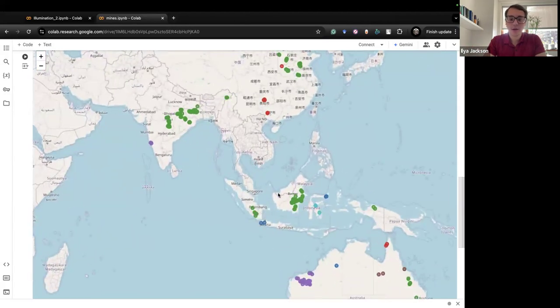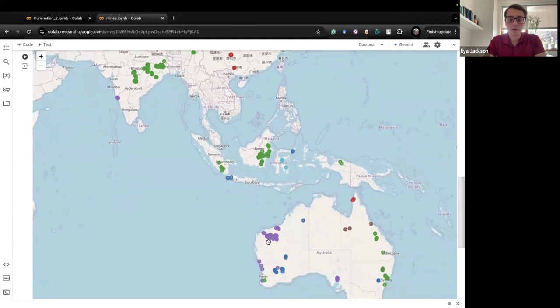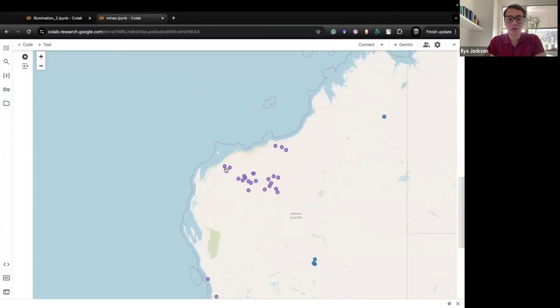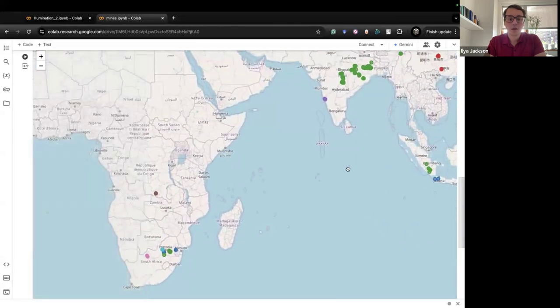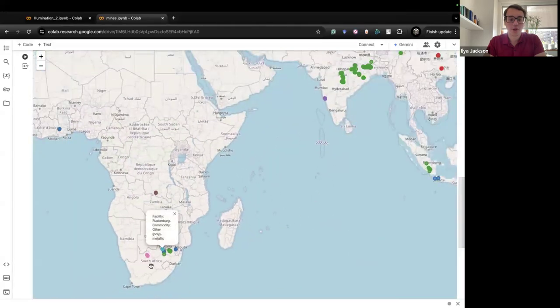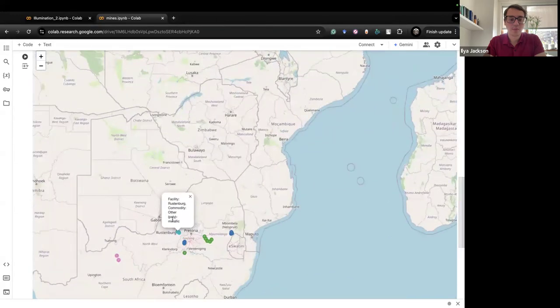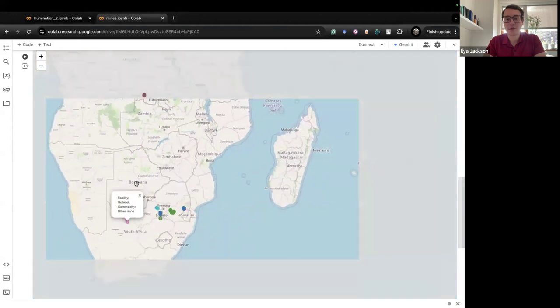On this map, you can see various mining operations across the globe, and they're differentiated by color. For example, purple stands for iron, and I see all iron mines, like in this corner of Australia. Or if we check South Africa, we see polymaterials, we see gold, a lot of gold. We see coal, the green one is coal. We see some other mining facilities, right?